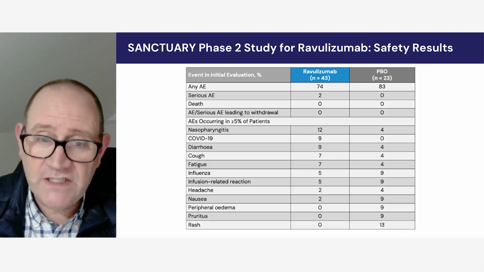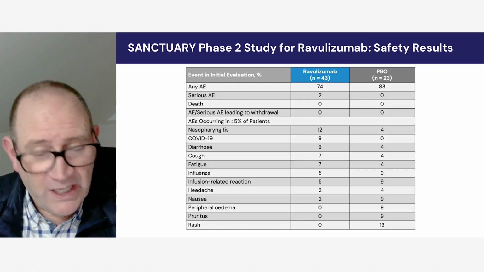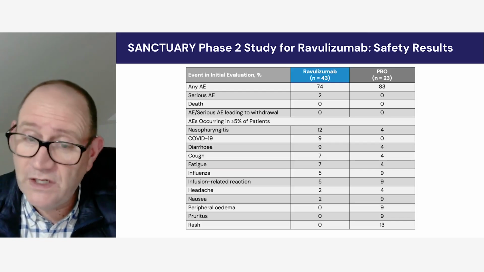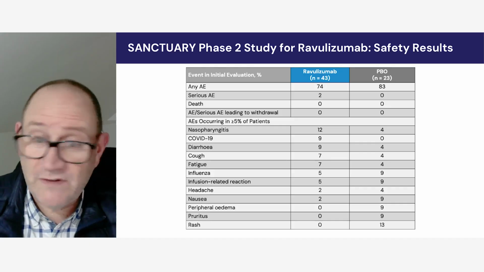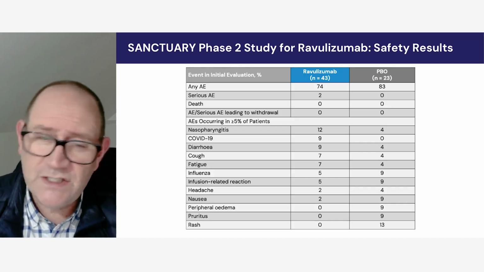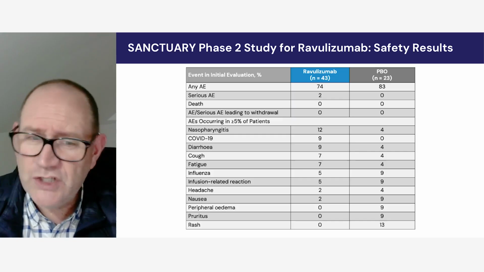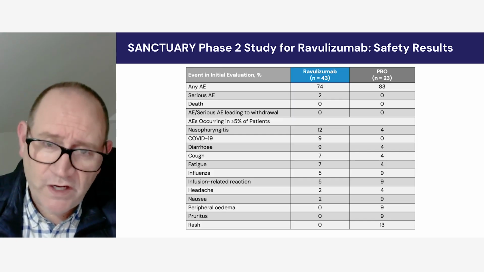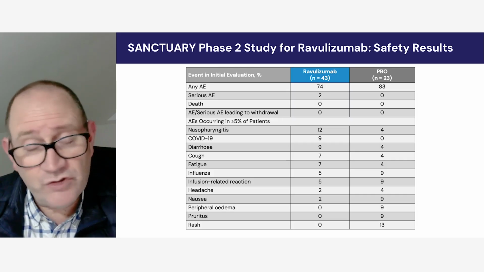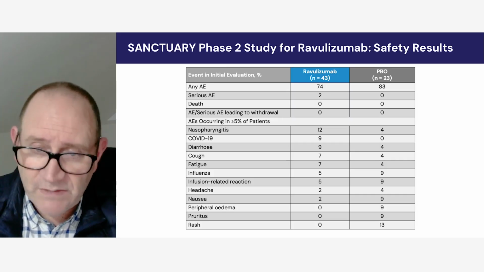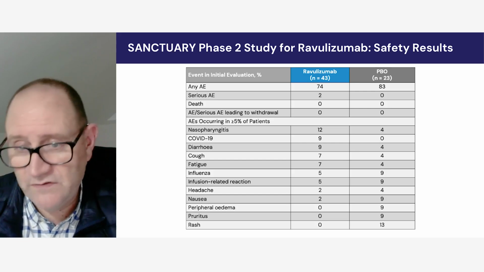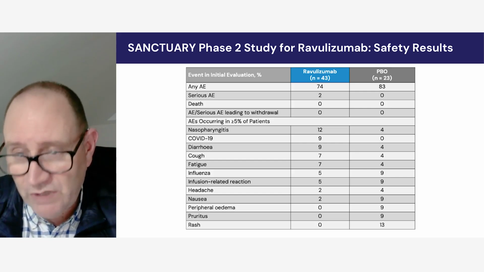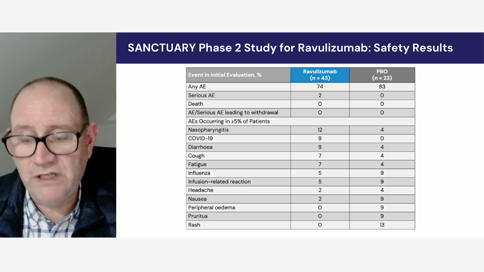The safety data was reassuring, and of course we use ravulizumab or have used ravulizumab quite extensively in the treatment of atypical hemolytic uremic syndrome and in some patients with C3G. So we have experience of this drug in nephrology. And the safety profile of ravulizumab in this Sanctuary trial was very similar to what we have already observed in other indications, remembering again that all patients were immunized against encapsulated bacteria.